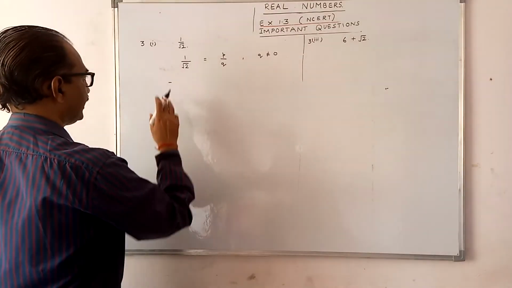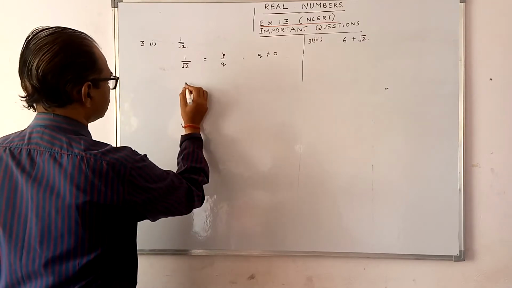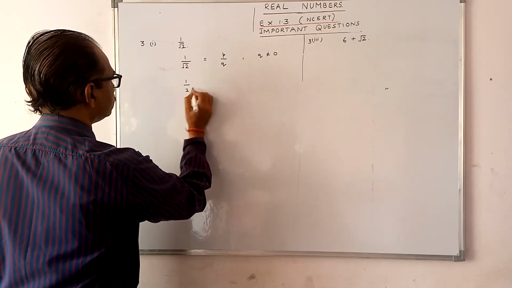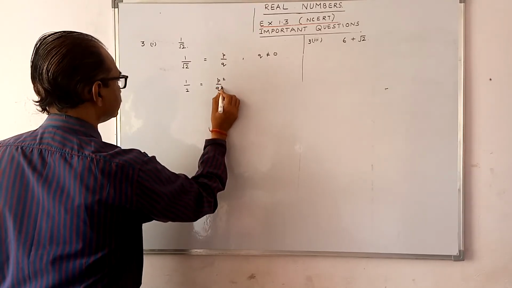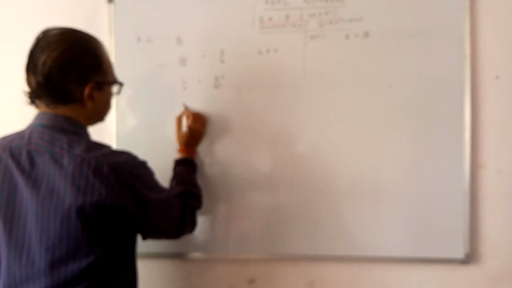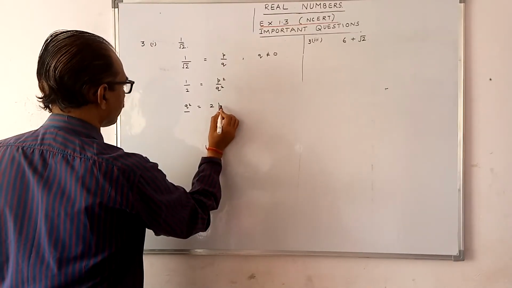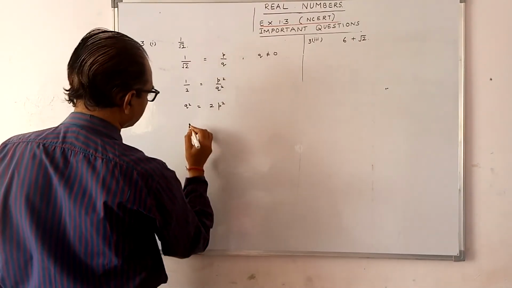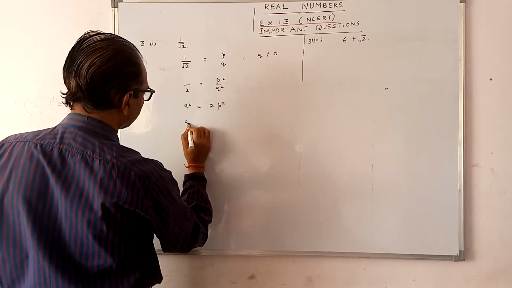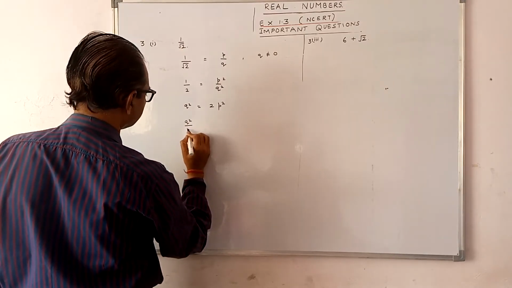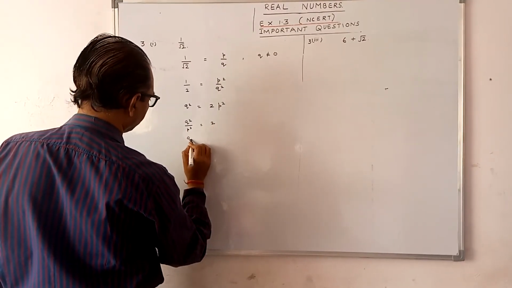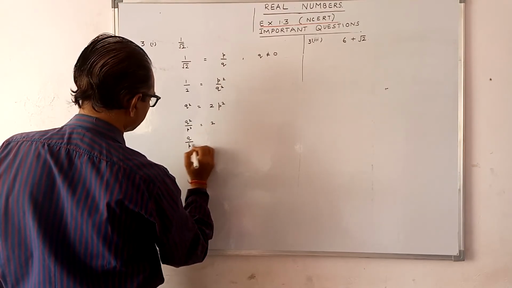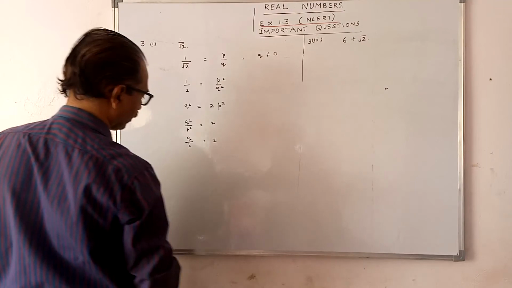Now squaring both the sides, you get 1 upon 2 is equal to P square upon Q square. Cross multiplying, Q square is equal to 2P square, or simply Q square upon P square is equal to 2, or Q upon P is equal to root 2.